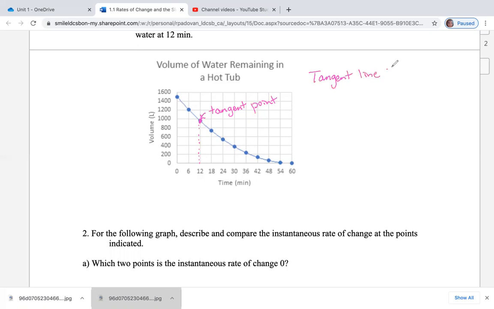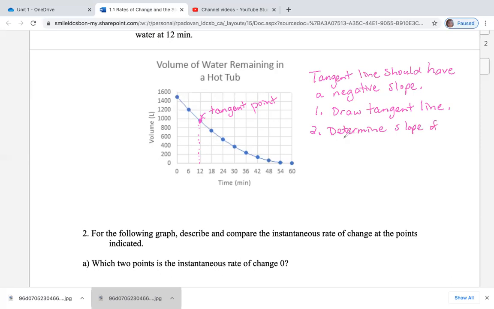My tangent line should have a negative slope. Okay. So we need to draw the tangent line and then we need to find the slope of that line. So first, number 1, draw the tangent line. And then number 2, determine the slope of that line.